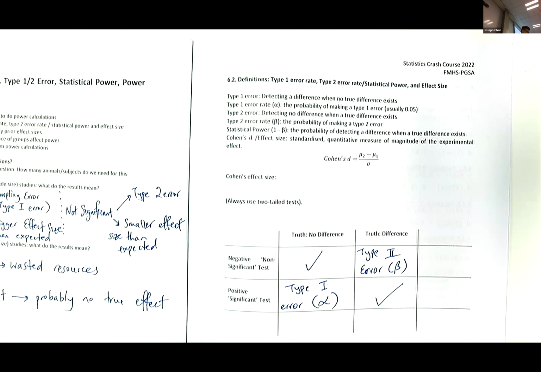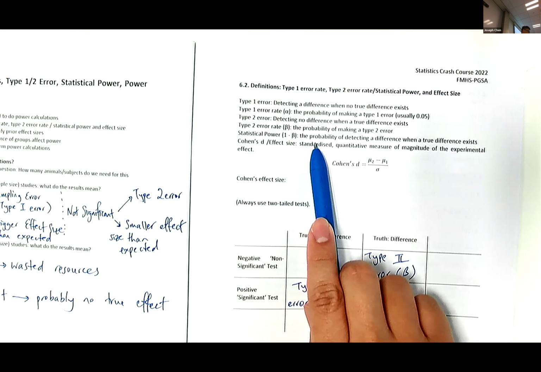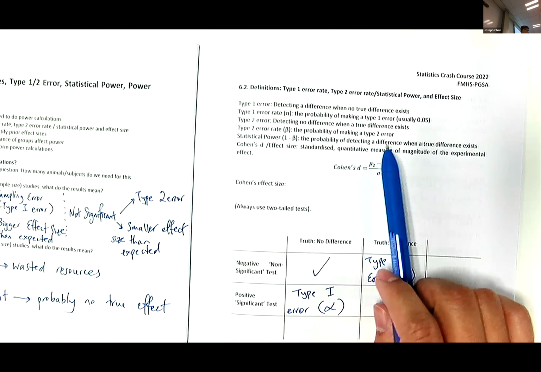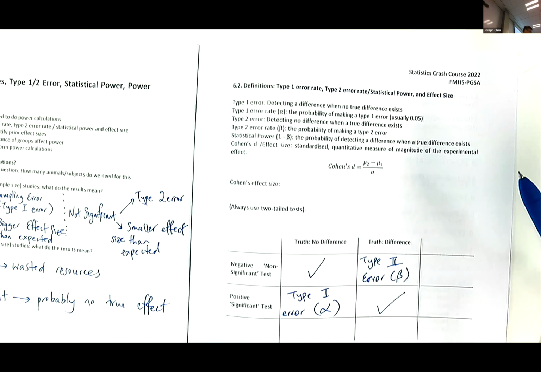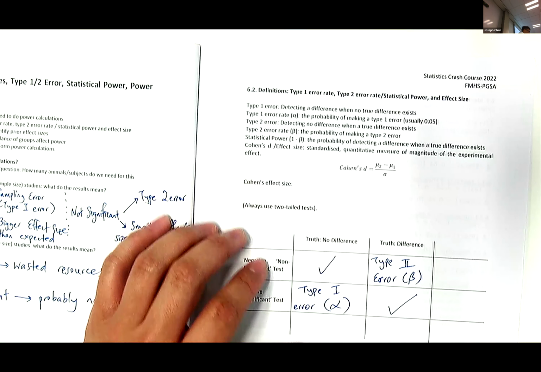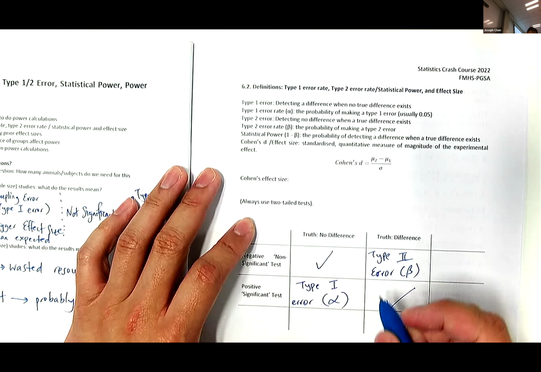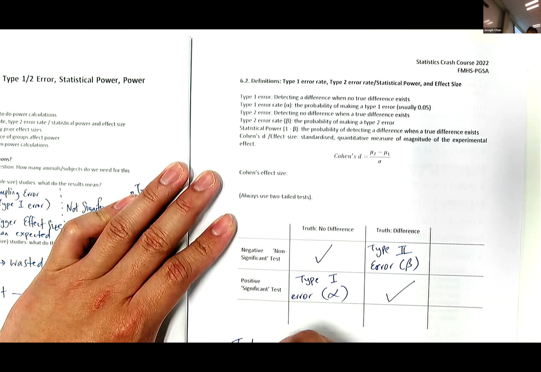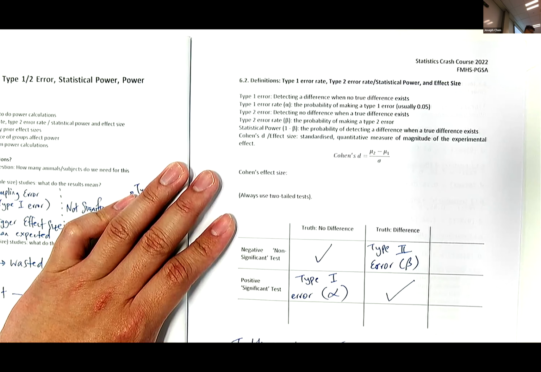Now I want to introduce another concept, statistical power, and statistical power is the probability of detecting a difference when a true difference exists. And by definition, it's 1 minus beta. So I'm just going to write here. Traditionally, when you write a grant proposal, you should be aiming for alpha equals 0.05 and beta equals 0.2. So therefore, 1 minus beta is 0.8.